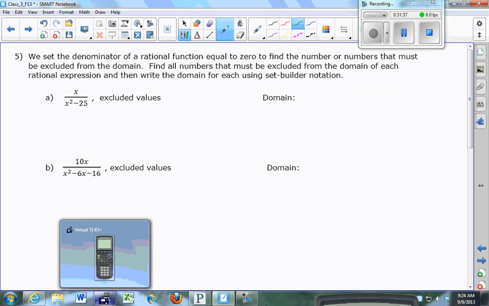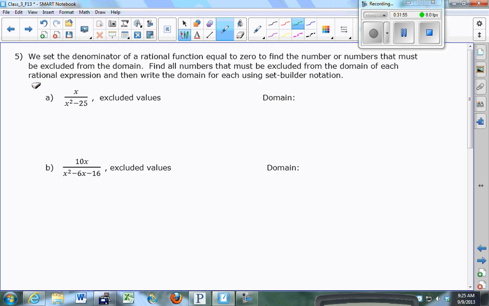So we set the denominator of a rational function equal to 0 to find the numbers that we're going to kick out of the domain, okay? We're going to set it equal to 0 so we can see what numbers are going to gunk up this expression. So find all numbers that must be excluded from the domain for each rational expression, and then we're going to write the domain. Remember, when you write your domain, you got to start off with your little curly braces because a domain is always a set.